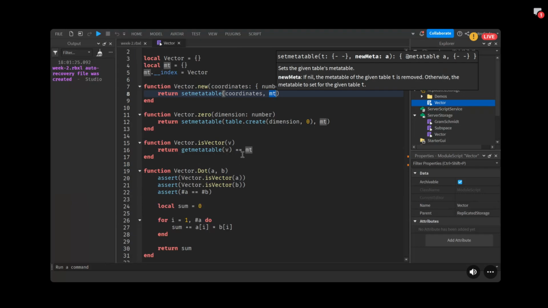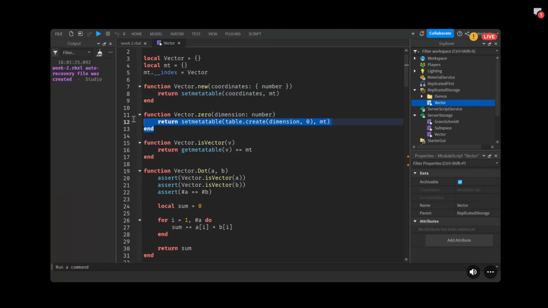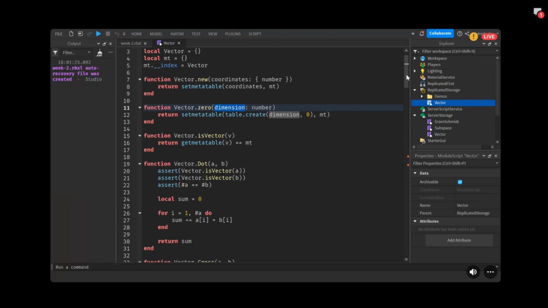Something else I added was this vector.0 constructor. It creates a vector of all zeros of a given dimension. Some of the students did this for their homeworks, and I thought it was a really great idea, and we're actually going to use it, so I added it myself. Thank you, guys, if you did your homework and asked for feedback.